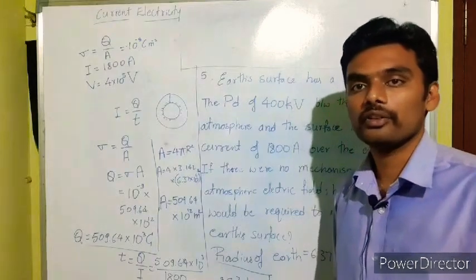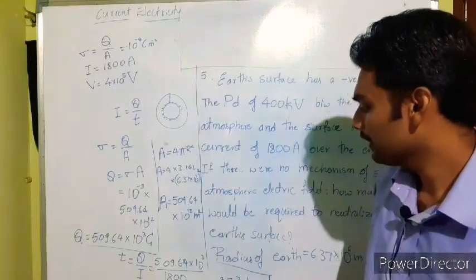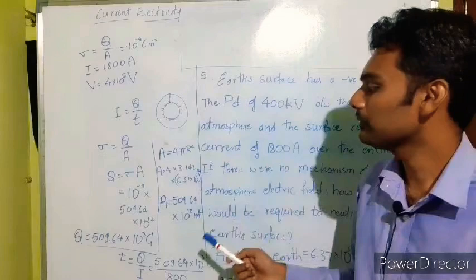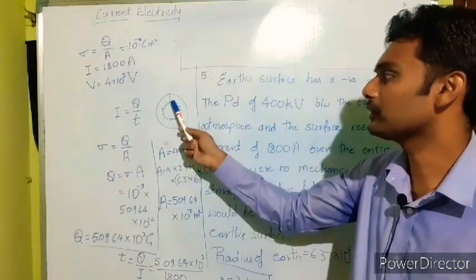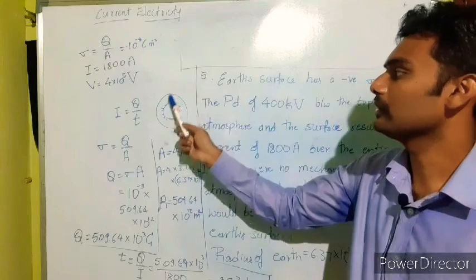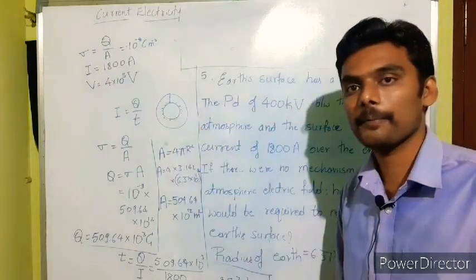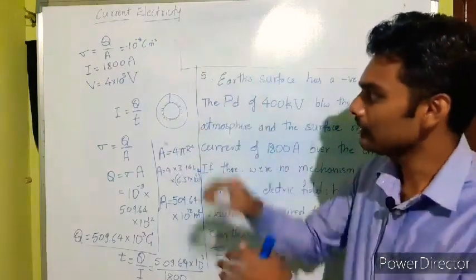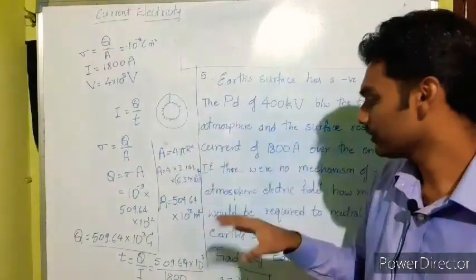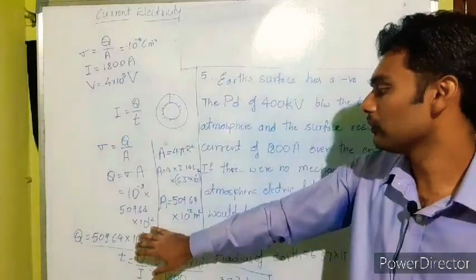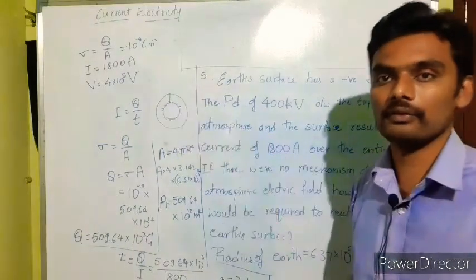This is the final answer, the time in which the entire earth would have been neutralized if there were no reverse mechanism. This is the time taken for all the negative charge of the earth to move from the surface to the atmosphere. This current continuously goes, and at the same time the reverse mechanism puts the charge back, so the charge almost remains the same on the earth's surface.